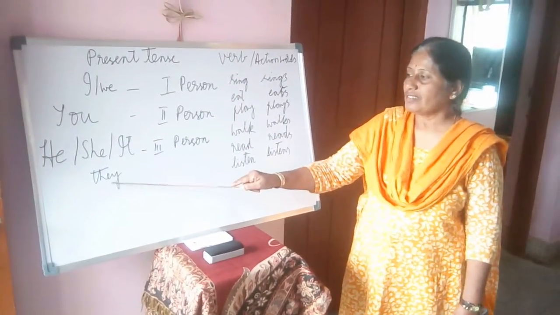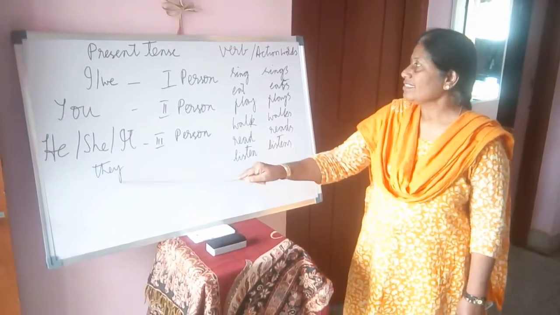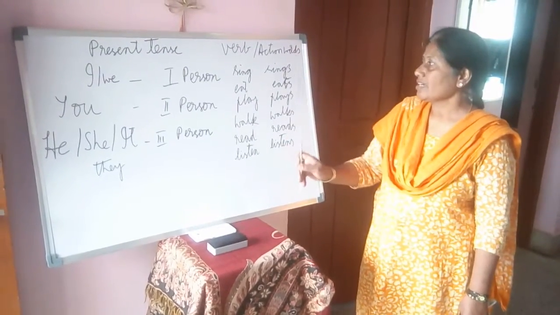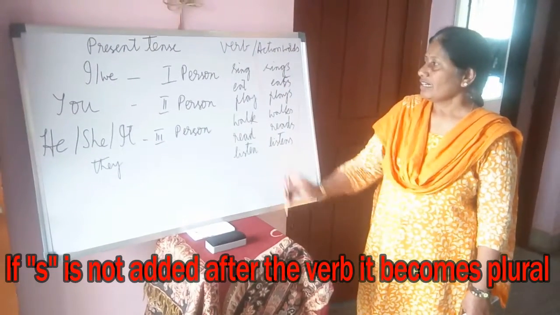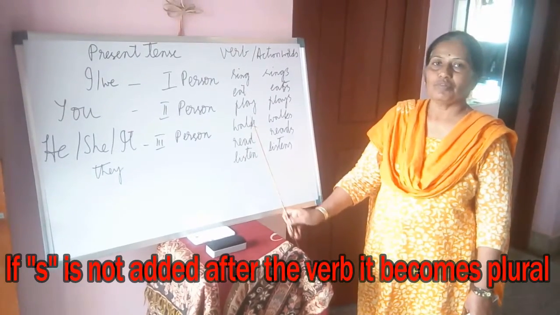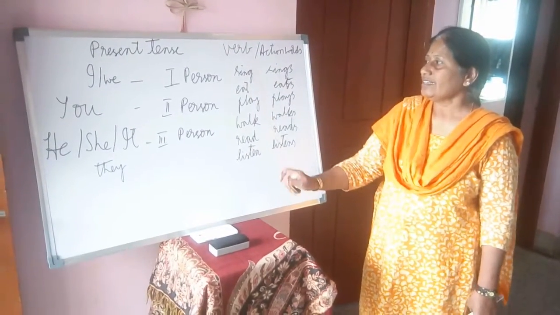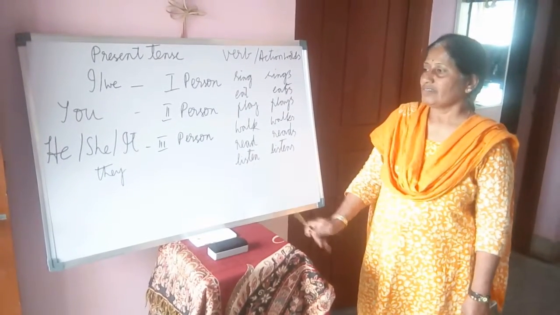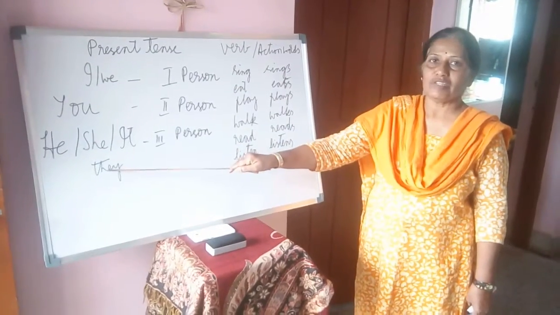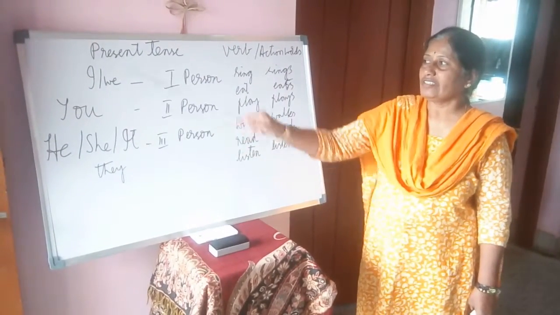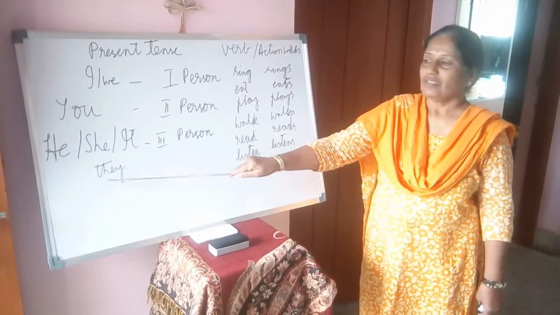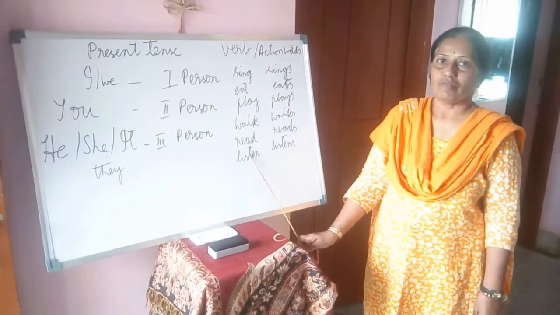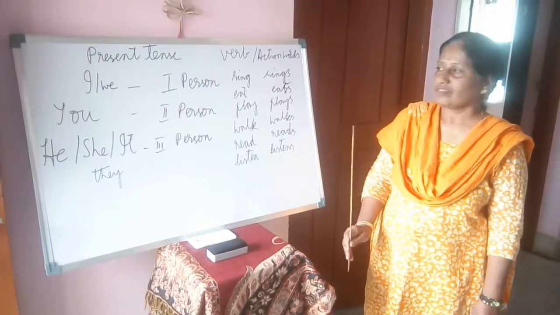Now let me go to the third person plural. They sings, wrong. They is plural. I can't use s to the verb and I have to come back to this plural verb. They sing, they eat, they play, they walk, they read, they listen. Because this is plural. Many must be there. He and she and it and I and you may be there. There are many. So, they is plural and I use this form of verbs to frame the sentence.